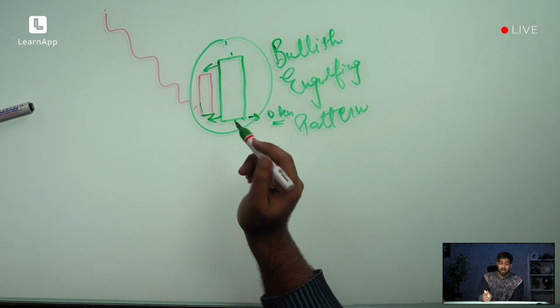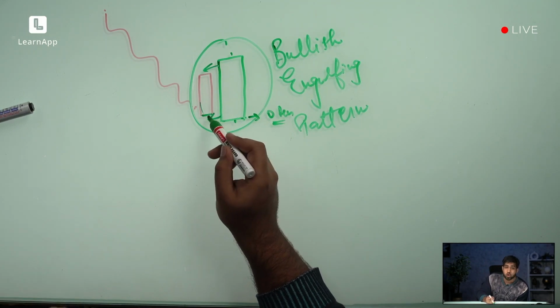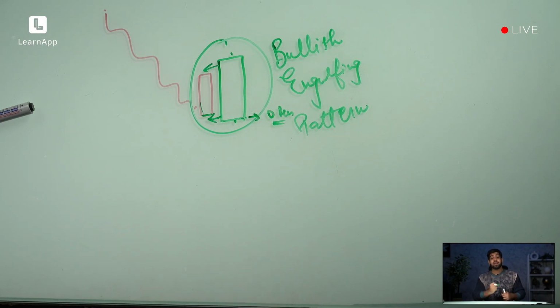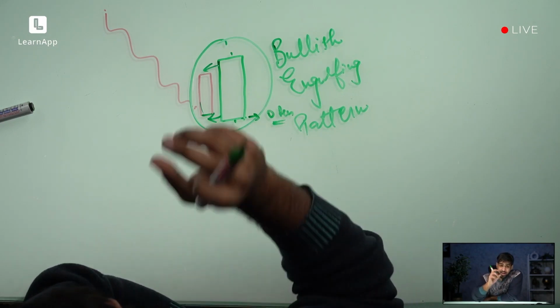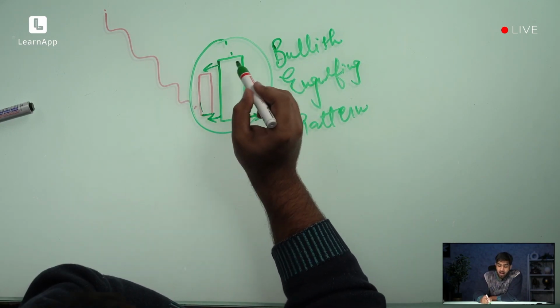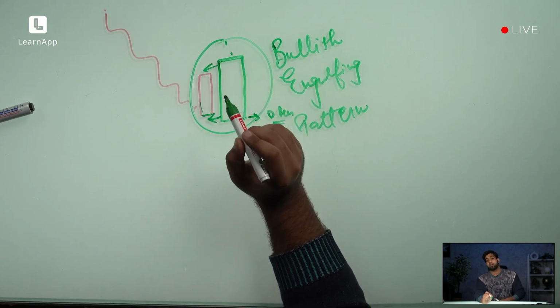It opened at a price point below the close of the previous red candle, and then it gained the momentum and ate up the whole red body of the previous candlestick and closed above it.